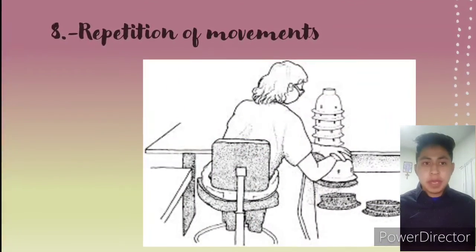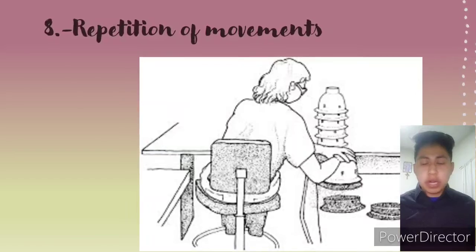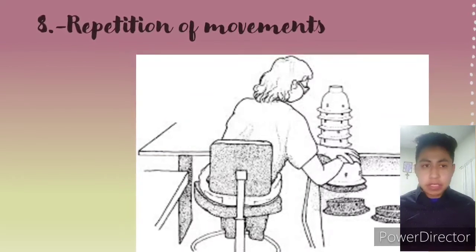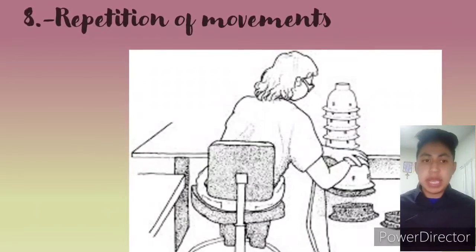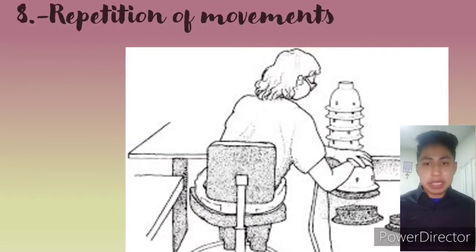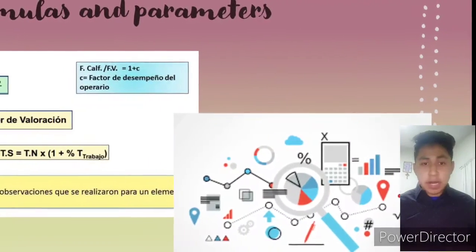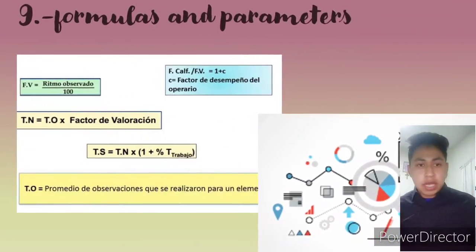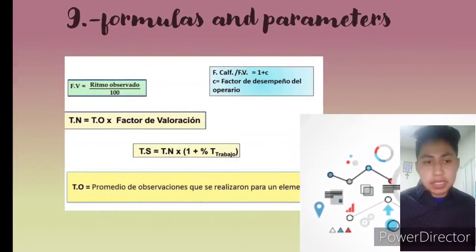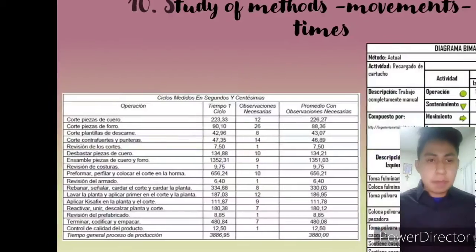The next step will be to calculate the normal frequency of each operation. In other words, how many times it is repeated. This frequency will be variable based on a series of formulas and statistical parameters.